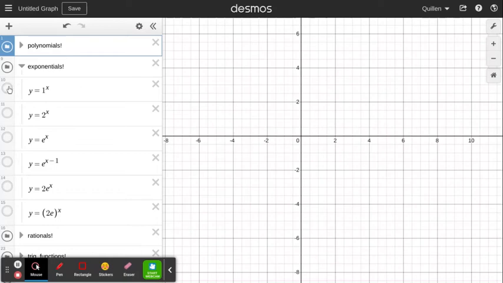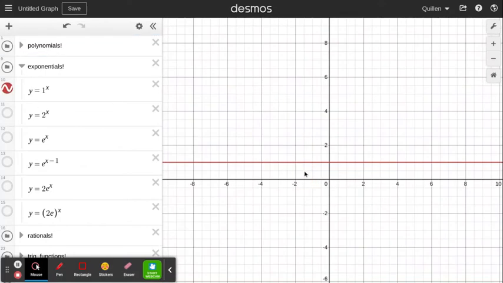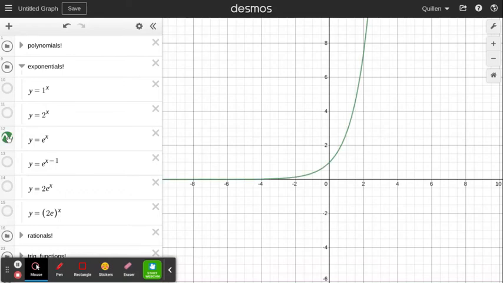So y equals 1 to the x. You might think that's the simplest exponential function, but if you look at it, it's not really exponential, is it? It's just the graph of y equals 1. And that's because 1 to any power is 1. 1 to any real power is just going to be 1. The true most basic graph of an exponential function is the graph of y equals e to the x. But e is a weird number that takes some time to think about if you don't already know what it is. So let's start with y equals 2 to the x.